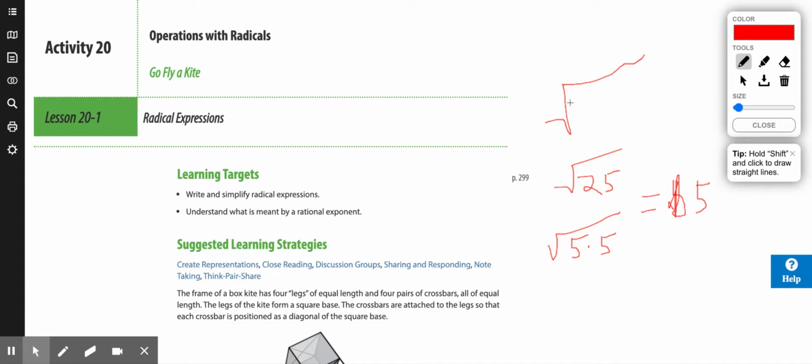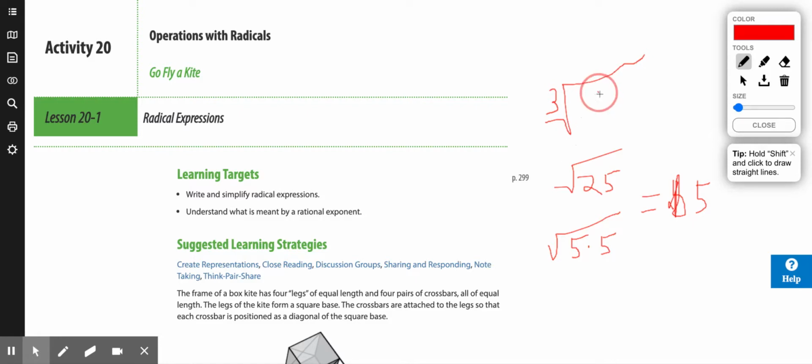Okay. The number underneath is called the radicand. The symbol is called the radical. And then sometimes you'll see another number on top of it. It could be 3, it could be 5, it could be 8. That is the index. It tells you which root you're taking of a number.